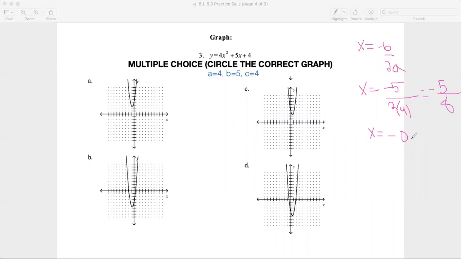0.625. Okay, guys, on your test, you do have to put x equals and then whatever your line of symmetry is. If you don't put the x equals, you're going to be counted wrong. Very important to put x equals.